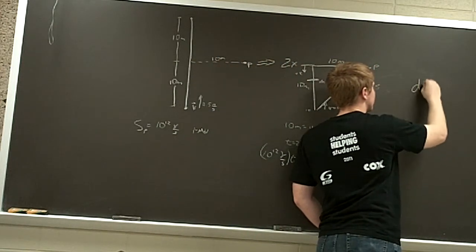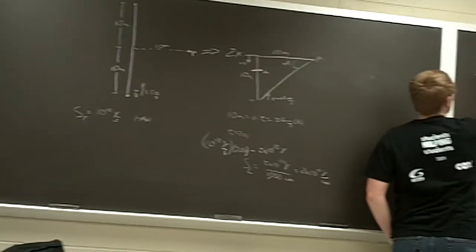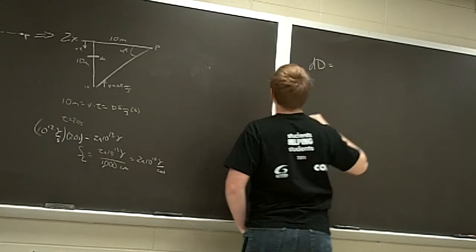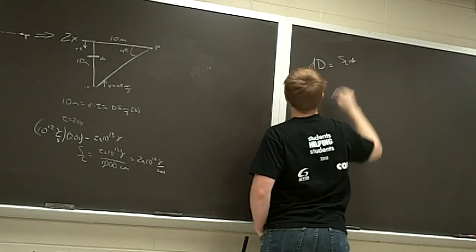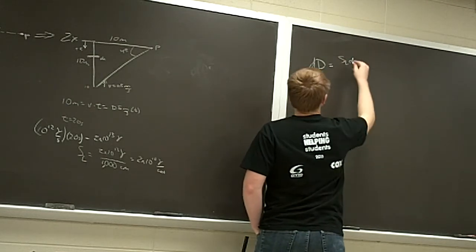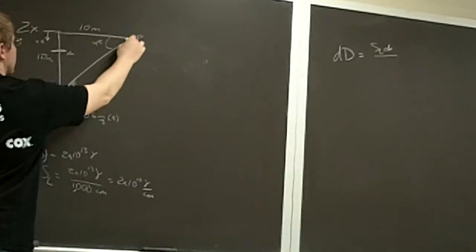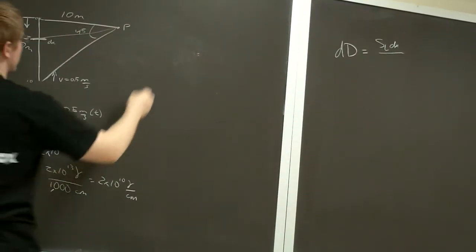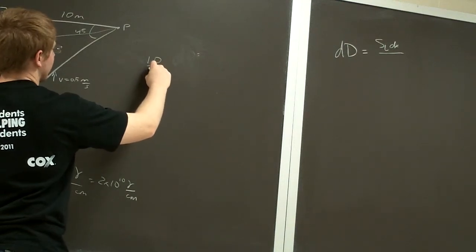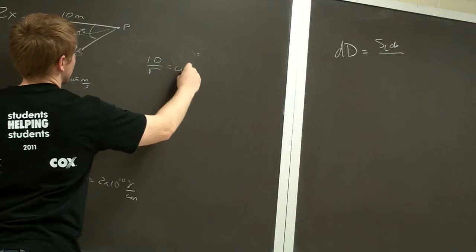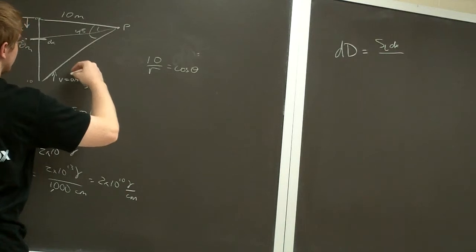So the dose that we get is going to equal the source SL times Vx at that point, times, what's the radius? How far away is this? Well, we know that 10 over this distance, this r, is equal to cosine theta. Well, that's not really going to do much for us.